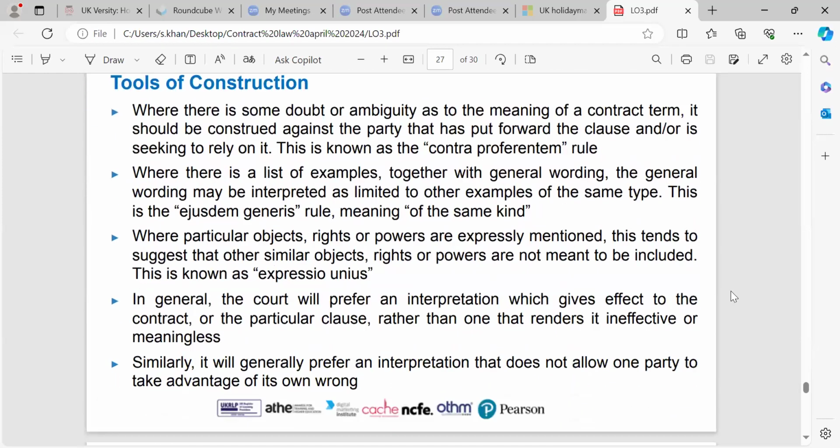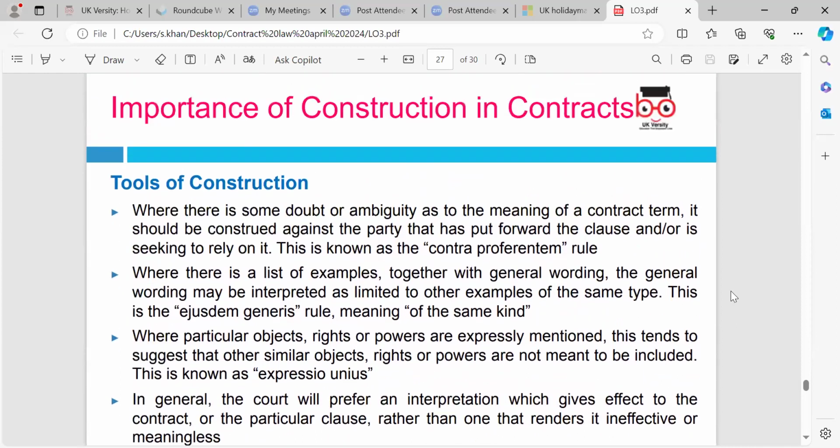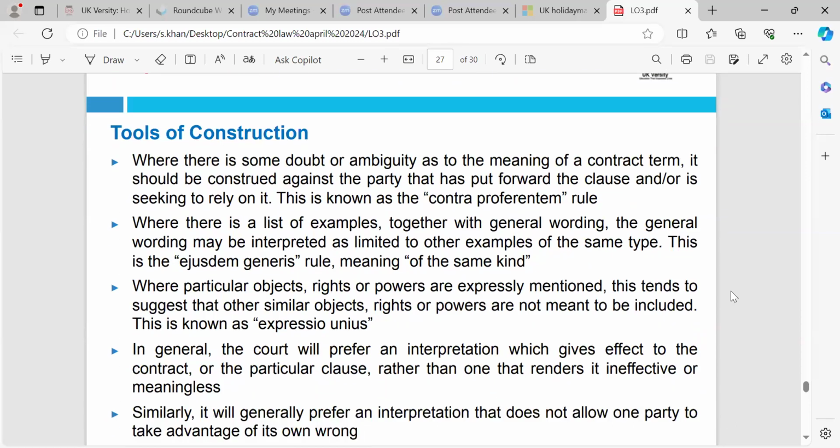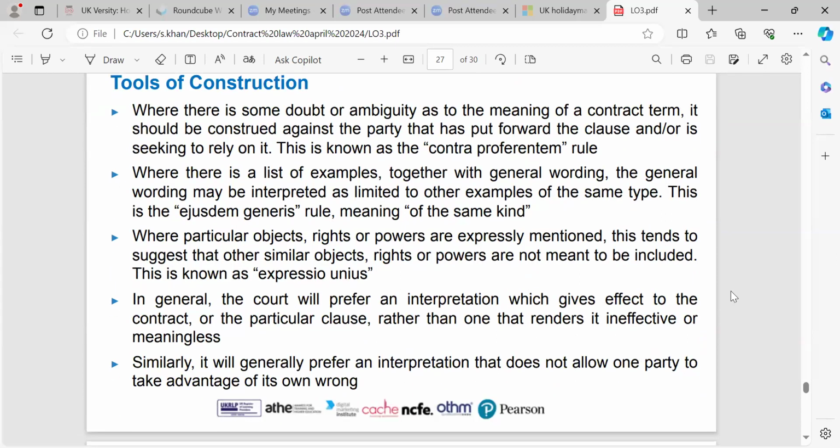Tools of construction. Where there is some doubt or ambiguity as to the meaning of a contract term, it should be construed against the party that has put forward the clause or is seeking to rely on it. This is known as the contra proferentem rule. Where there is a list of examples together with general wording, the general wording may be interpreted as limited to other examples of the same type. This is the ejusdem generis rule, meaning of the same kind.